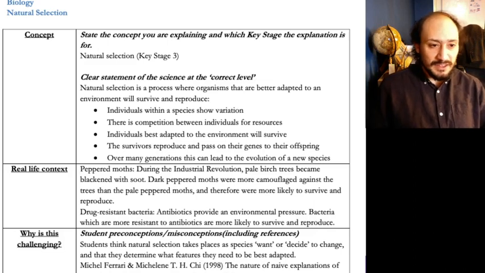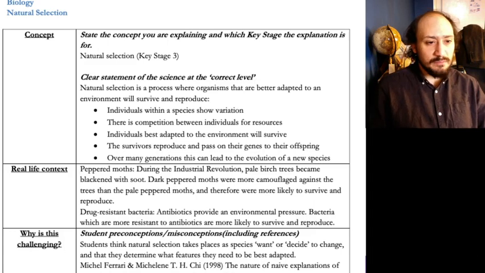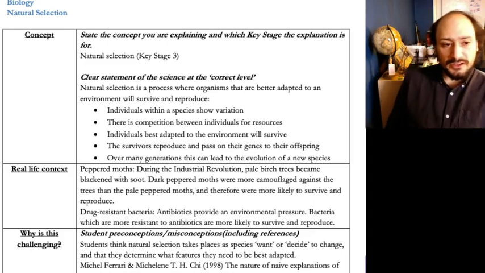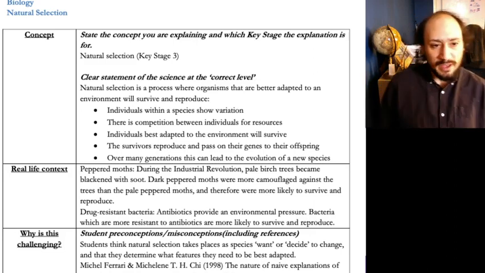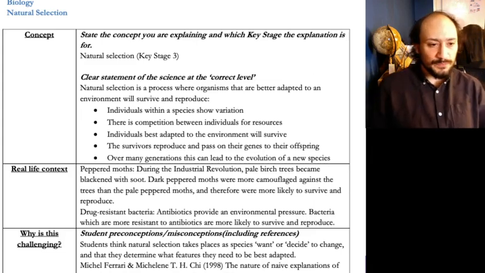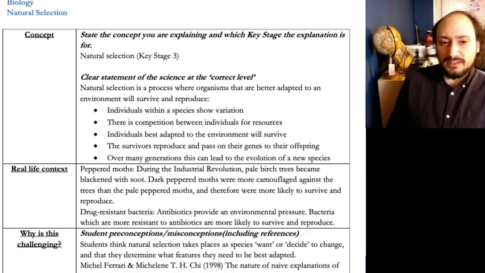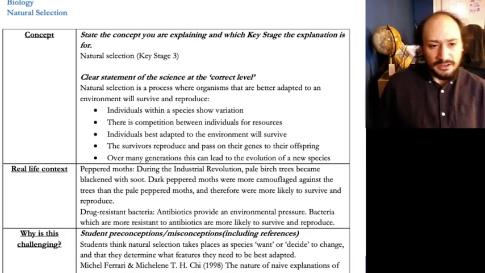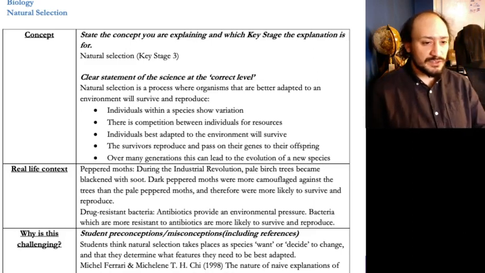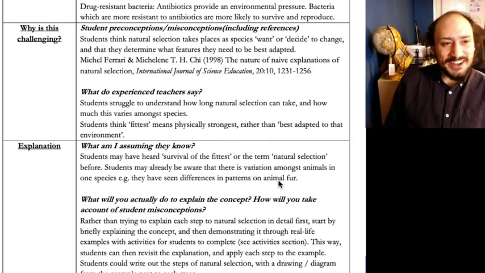Real-life context. Peppered moths. During the Industrial Revolution, pale birch trees became blackened with soot. Dark peppered moths were more camouflaged against the trees than the pale peppered moths, and therefore were more likely to survive and reproduce. Drug-resistant bacteria. Antibiotics provide an environmental pressure. Bacteria which are more resistant to antibiotics are more likely to survive and reproduce. Very topical. Why is this challenging?